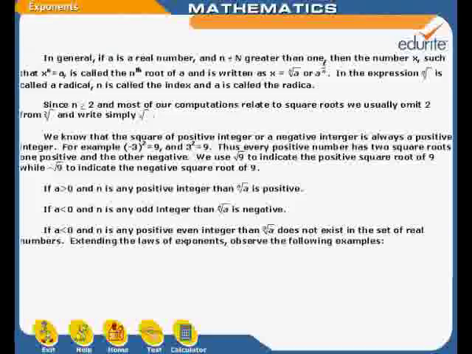If a is greater than 0 and n is any positive integer, then n radical a is positive. If a is less than 0 and n is any odd integer, then n radical a is negative. If a is less than 0 and n is any positive even integer, then n radical a does not exist in the set of real numbers. Extending the law of exponents, observe the following examples.